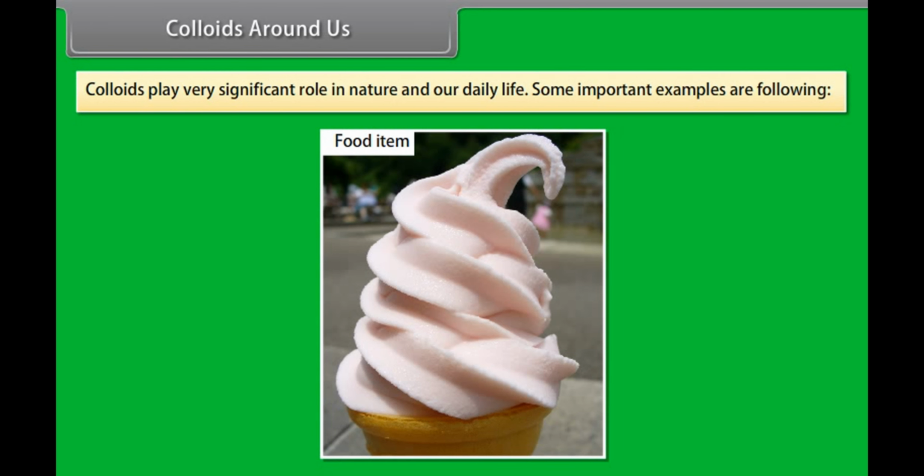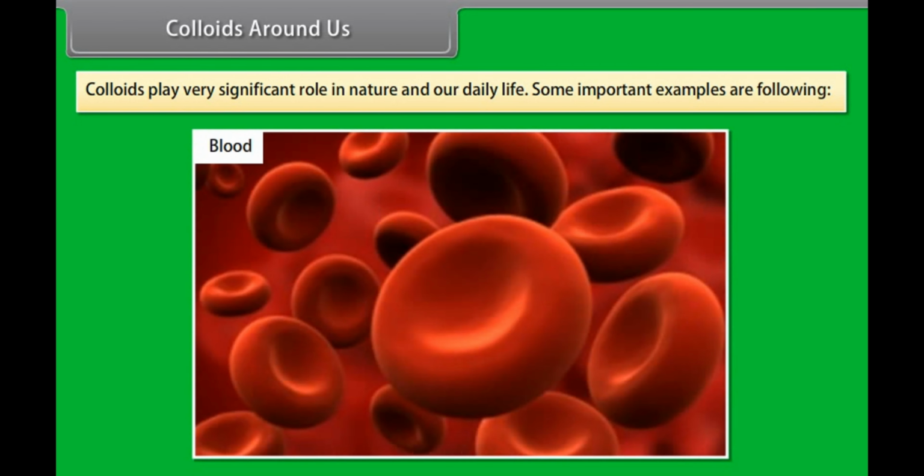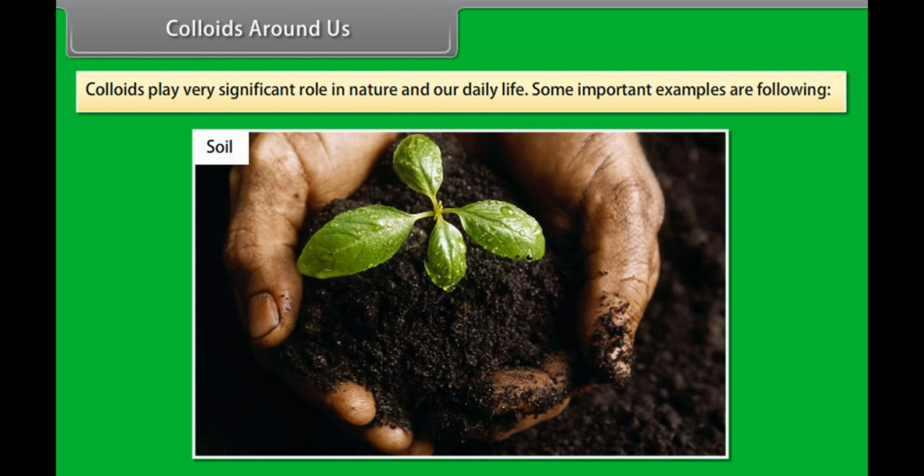Food items. Most of the food items are colloidal in nature. Blood. It is a colloidal solution of an albuminoid substance. Soils. Fertile soils are colloidal system, and on account of their colloidal nature, soils absorb moisture and nourishing materials for plants.